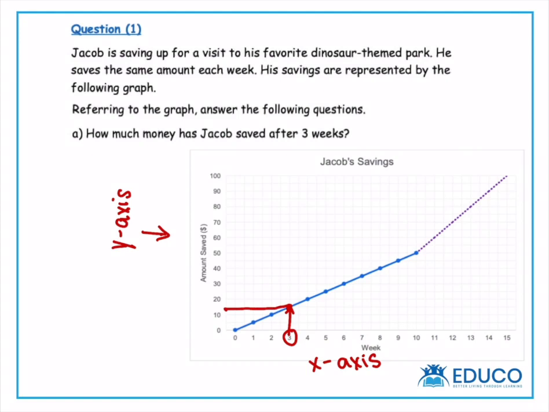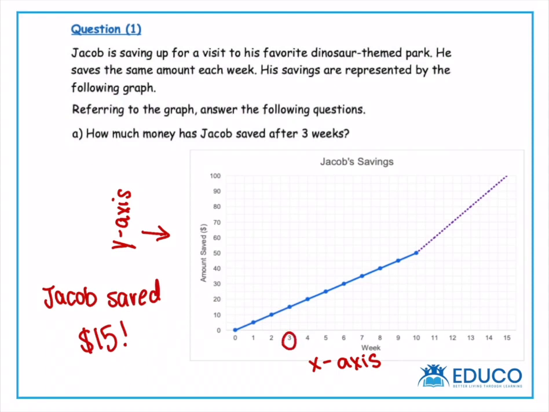So I can see that our line falls right between the numbers 10 and 20. And our graph is going up by 5s. So that means after 3 weeks, Jacob must have saved $15. So let's have a quick look at how I did that one more time.